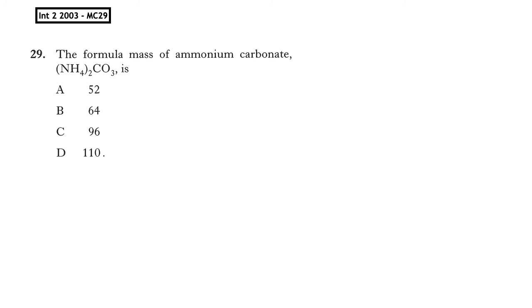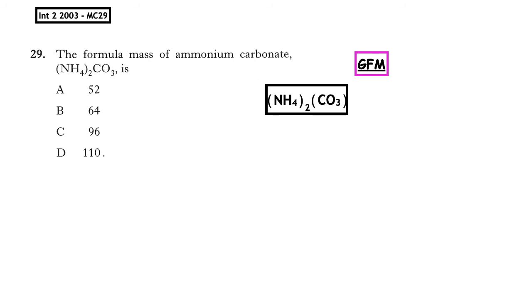This question's from the Intermediate 2 2003 past paper, multiple choice 29. The formula mass of ammonium carbonate, (NH4)2CO3, is... Now let's work out the gram formula mass.